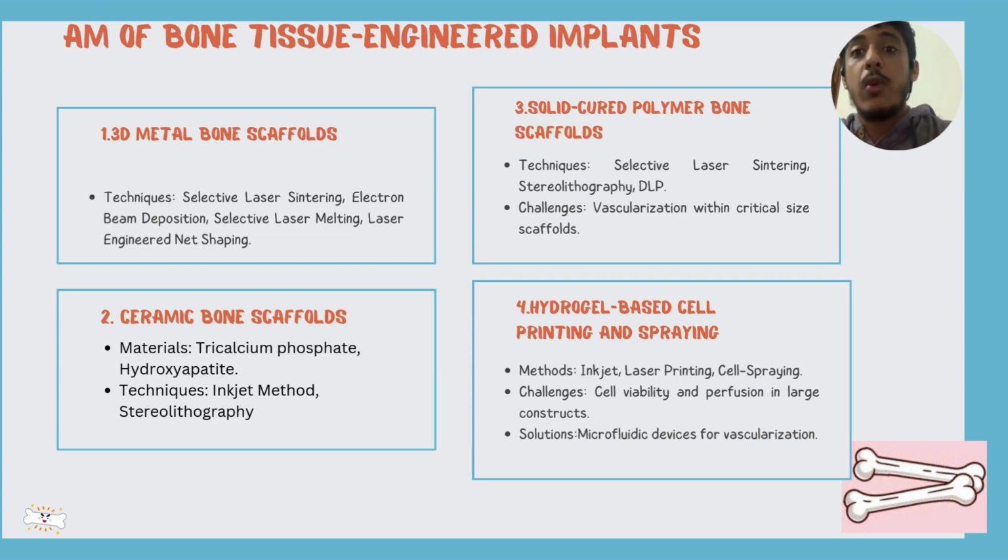And the fourth and last point is hydrogel-based cell printing and spraying. It involves the deposition of hydrogel containing cells and growth factors to create a scaffold for tissue engineering.